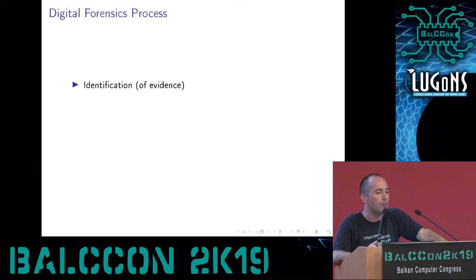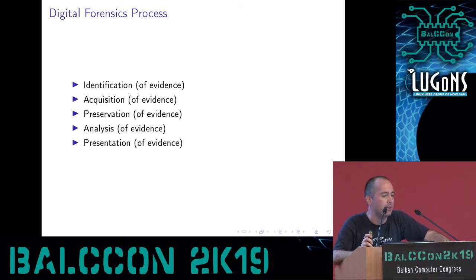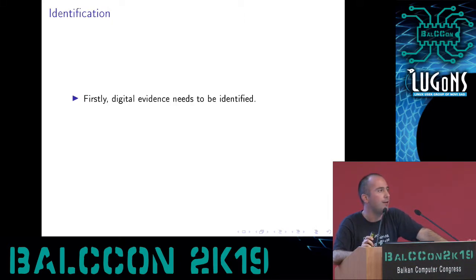So we already mentioned 5 phases of forensic investigation, and I'm going to give some examples of those phases in digital forensic settings. First, we have to identify digital evidence. That is not as easy as identifying cigarette butts. Can any one of you give some examples? What can be digital evidence?